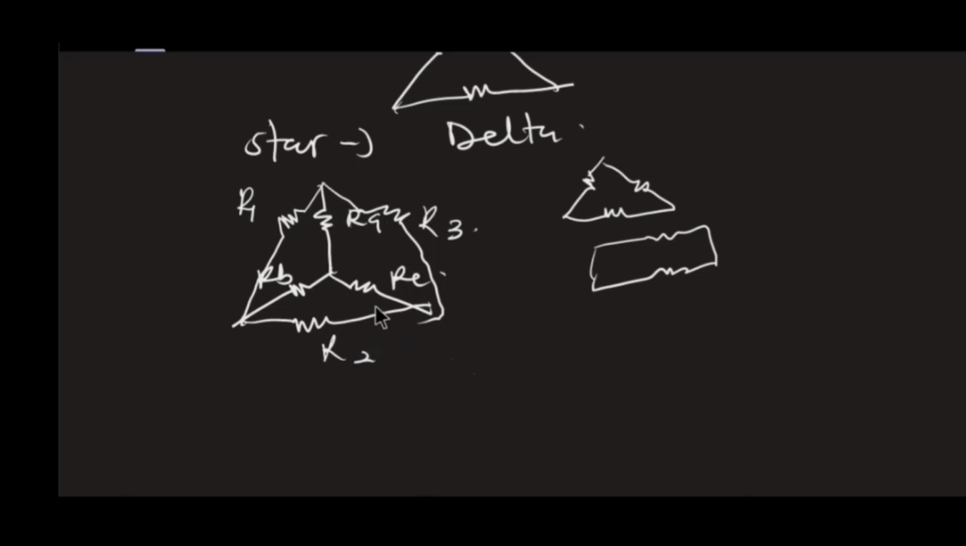So whenever you do this, the value for R1 will simply be equal to the two resistors you closed with a branch, that is RA and RB, you add them. So RA plus RB, then plus their products, RA, RB. So let me write it.